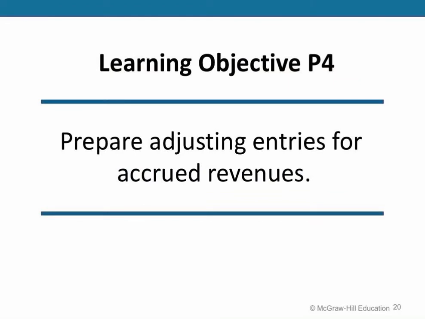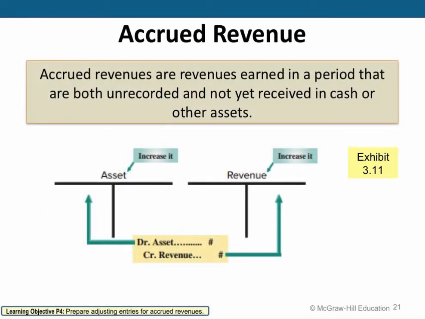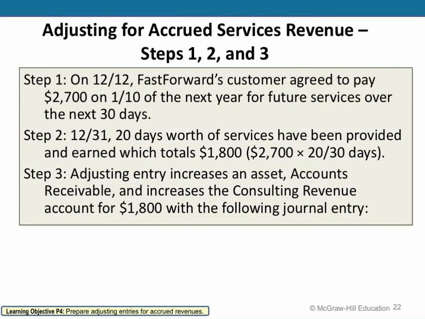And we've got a similar adjusting entry for accrued revenue, to where if we earn revenue but haven't received the cash yet, so the customer comes in to purchase maybe that cup of coffee and says, hey, I'd gladly pay you tomorrow for what I would like to take today, then we're going to record something like an accounts receivable. So here we've got a customer agreeing to pay $2,700 for future services. There's 20 days worth of services that have been provided and earned $1,800.